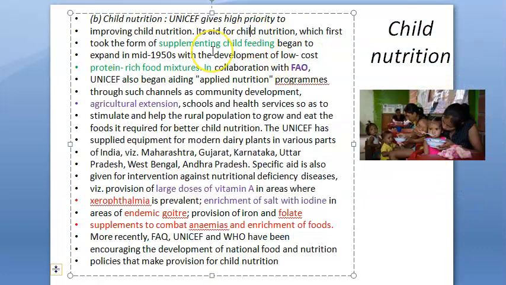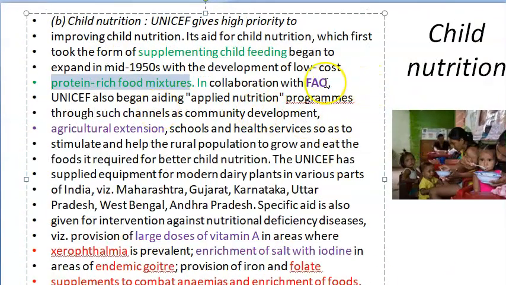So in this, what they are saying, you know, some keywords you just remember. You should improve the child nutrition, you supplement feeding program, protein rich food mixtures, okay. Then FAO, you know, Food Agriculture Organization, these people collaborate with everybody, right? So they add some applied nutrition program, agricultural extension. So that's good, right? Agriculture. So food and agriculture, yes.